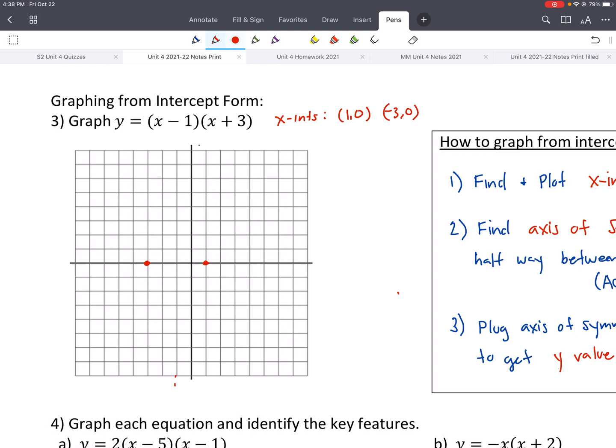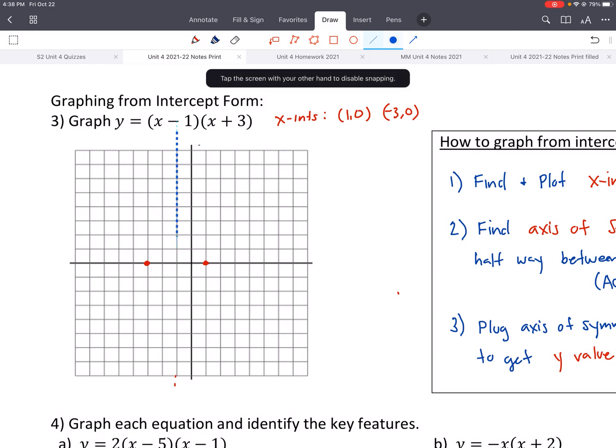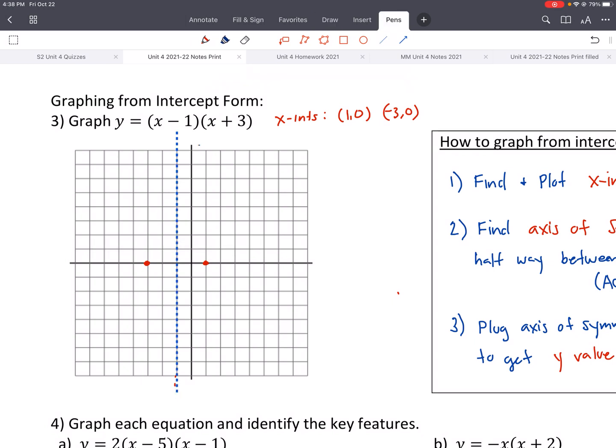And then the next step is to find the axis of symmetry. Well, it's really easy because parabolas are symmetric, which means that we know that the axis of symmetry is halfway between those points. Okay? So our axis of symmetry here is x equals -1.